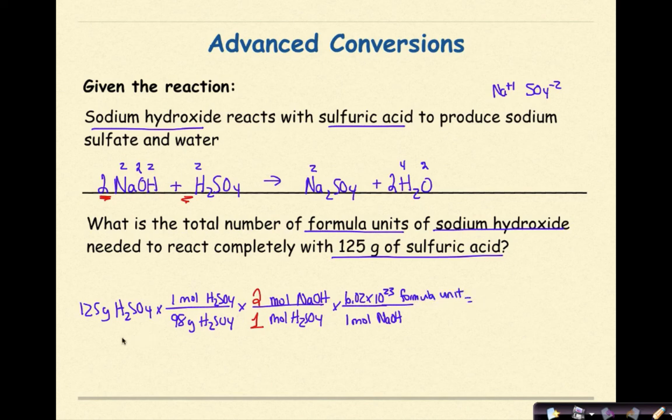So when I work this out, I can go through and cancel my units. Grams cancel grams, moles cancel moles, moles cancel moles. I'm left in formula units, which is what I want. So if I work this out, I should get 1.54, correct number of significant figures, times 10 to the 24th formula units of NaOH as my final product.